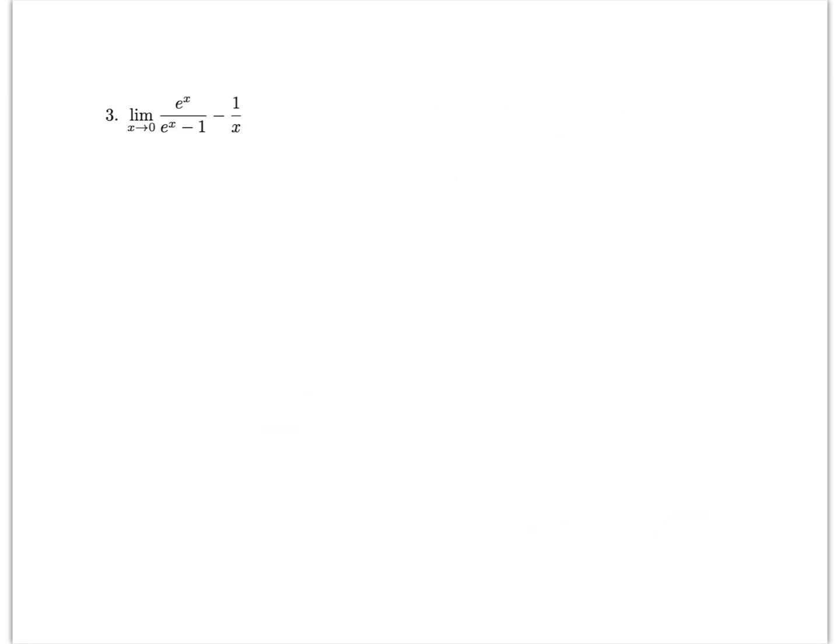Number 3, the limit as x approaches 0 of e to the x over e to the x minus 1, minus 1 over x. If I start by just plugging in a 0, e to the 0 is 1, 1 minus 1 would go to 0. And 1 over x, when the denominator gets really, really small, like 0.1, 0.01, 0.001, 1 divided by that is going to go to infinity.